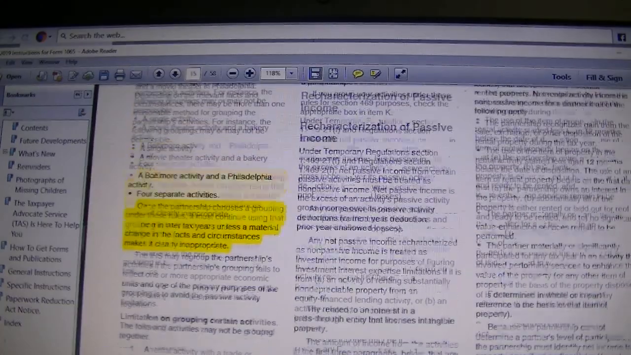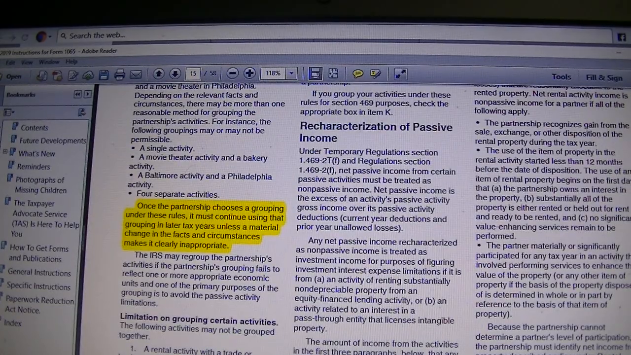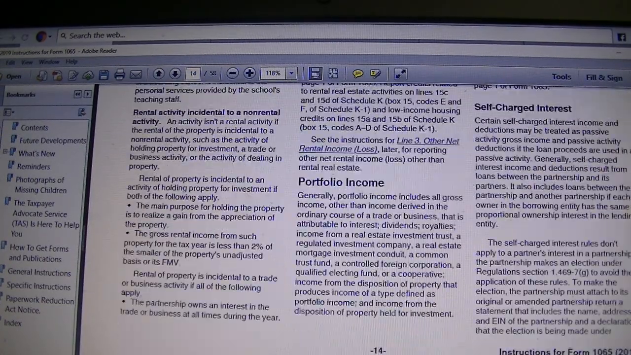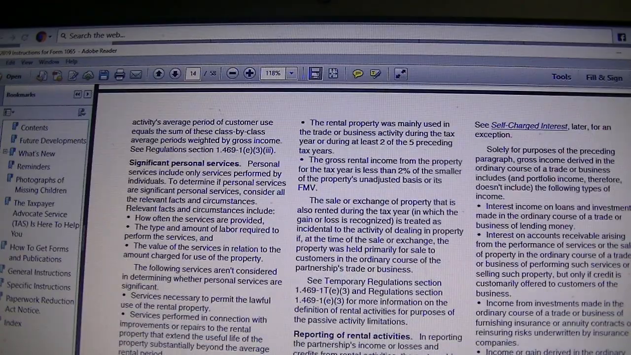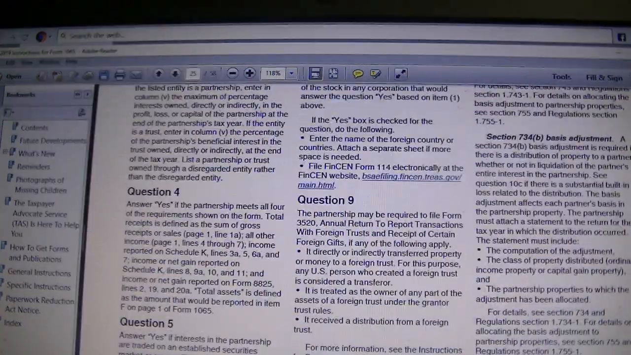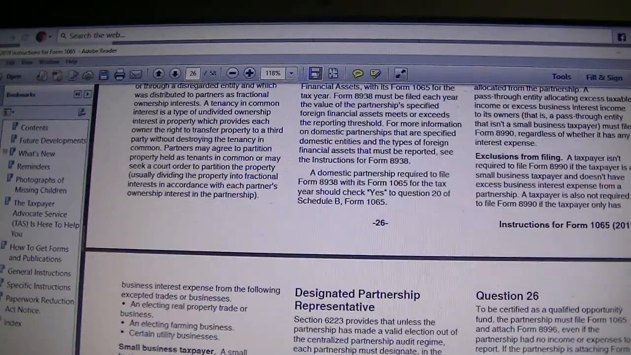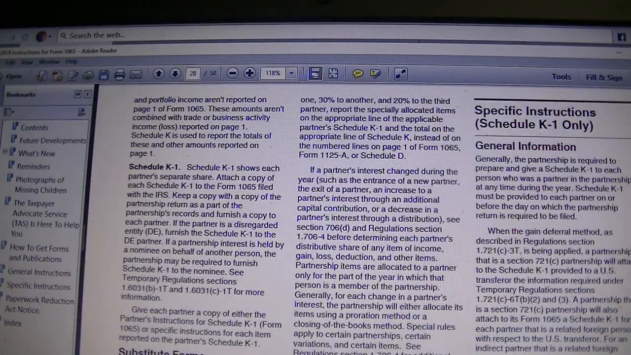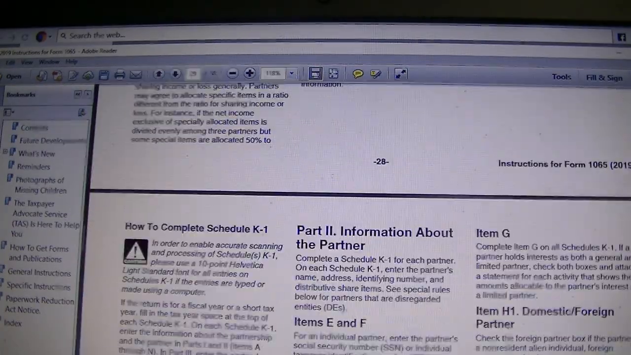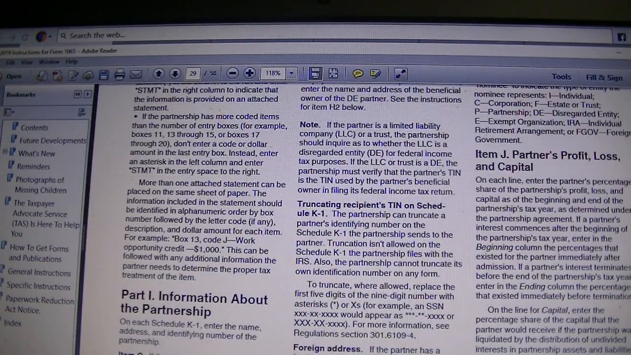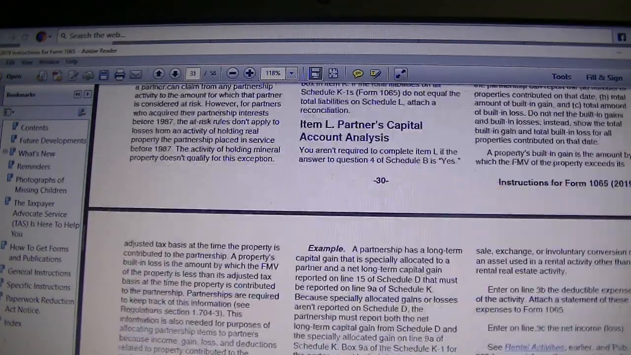Or probably not. Okay, so let's go up a little bit. I'm not seeing it, then let's go down. I know that I highlighted it, so it should be easy for us to find, right?